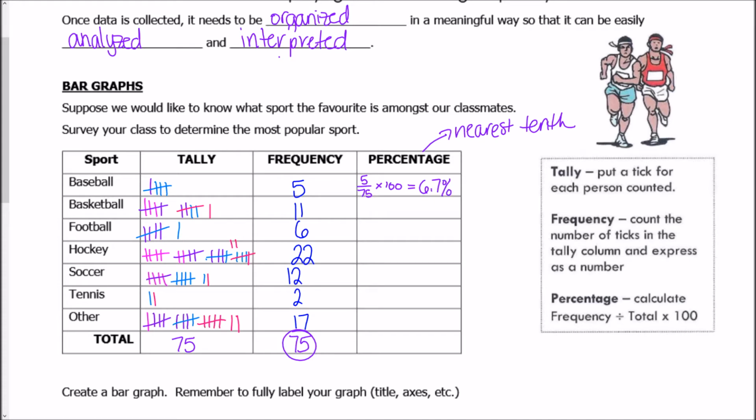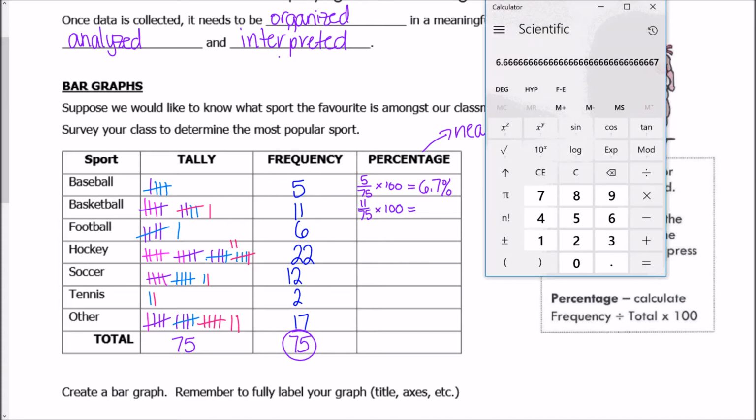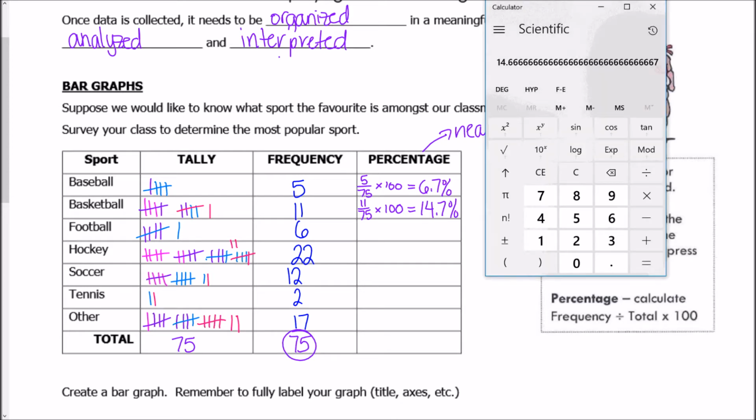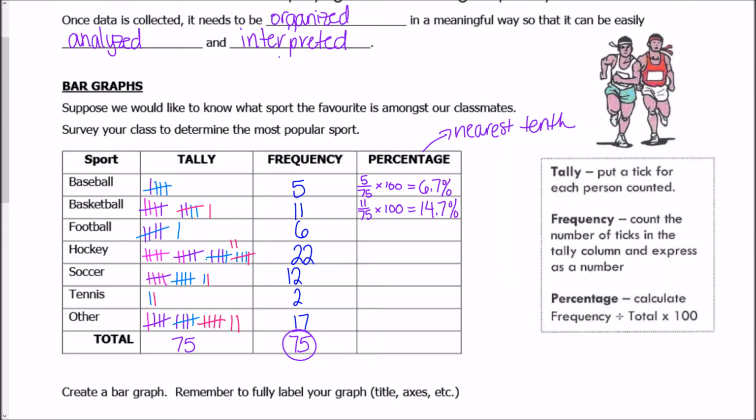We'll do the same thing for basketball. So I will take 11 over 75, multiply that by 100, and I end up getting 14.7%. So we'll say this right here is 14.7%. Okay, so for football, I'm going to take 6, divide that by 75, and then multiply that by 100. So that's 8% right here. So we know 8% of people that we surveyed chose football. Please continue with the rest of this chart on your own.